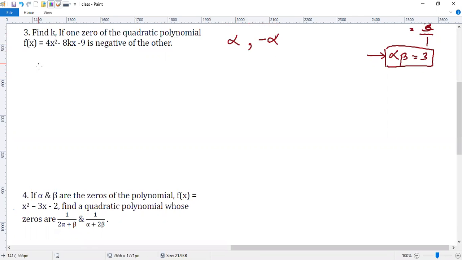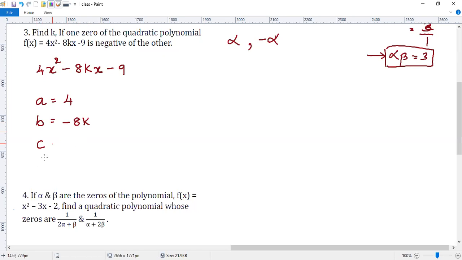Now, what is the polynomial given in the question? 4x squared minus 8kx minus 9. That is, what is a? The coefficient of x squared. What is it? 4. What is b? The coefficient of x, which is minus 8k. Keep that in mind. In the x coefficient, k is also a constant term. So you will take it as minus 8k. And what is c?